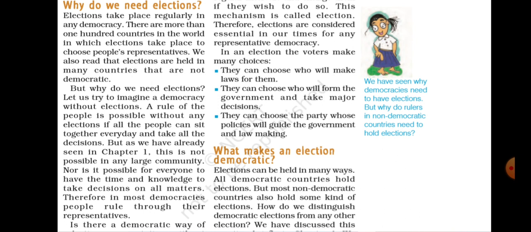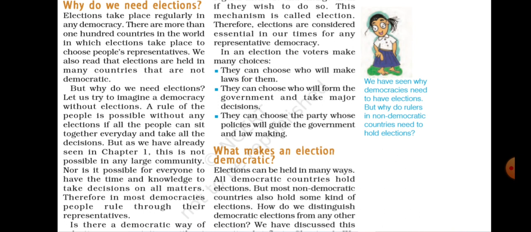Lok Sabha and Vidhan Sabha elections are held regularly after every 5 years. Vidhan Sabha elections are otherwise called assembly elections. The elections are held in all constituencies at the same time, either on the same day or within a few days. This is called general election.